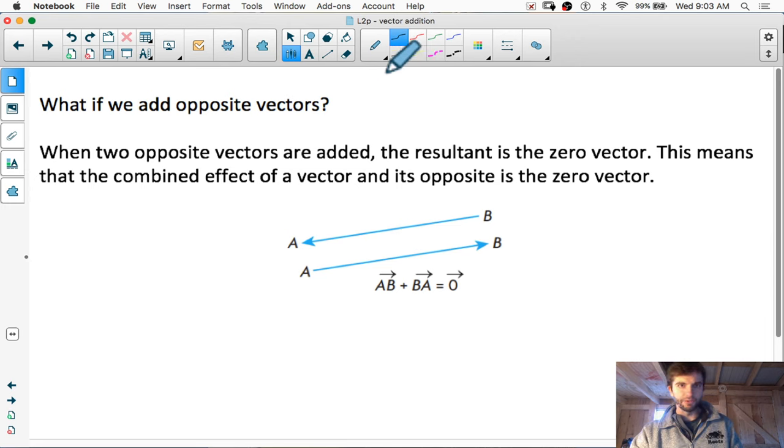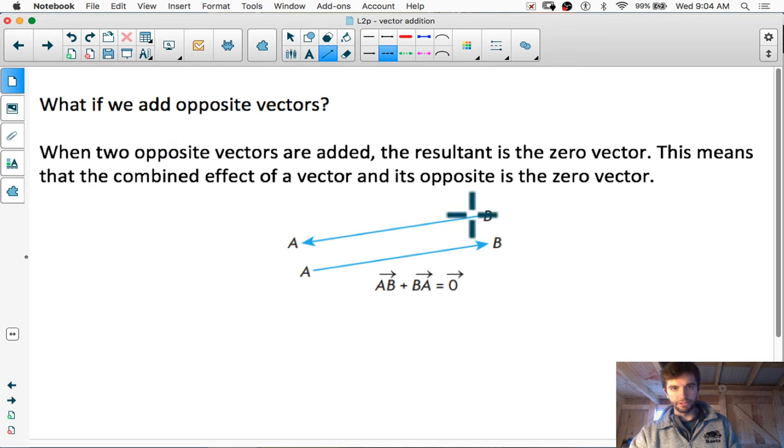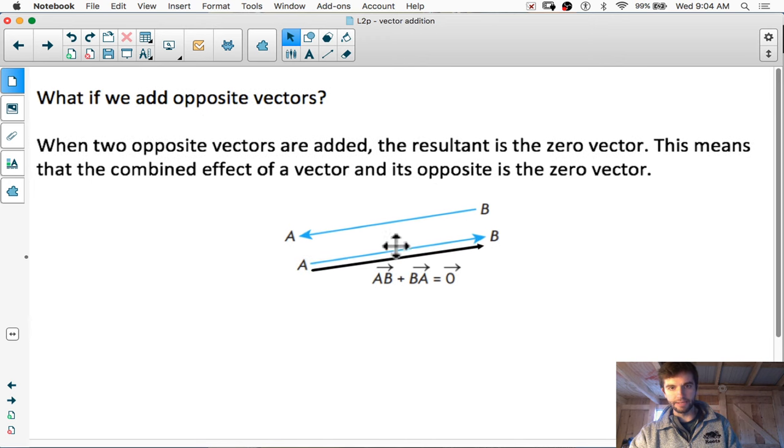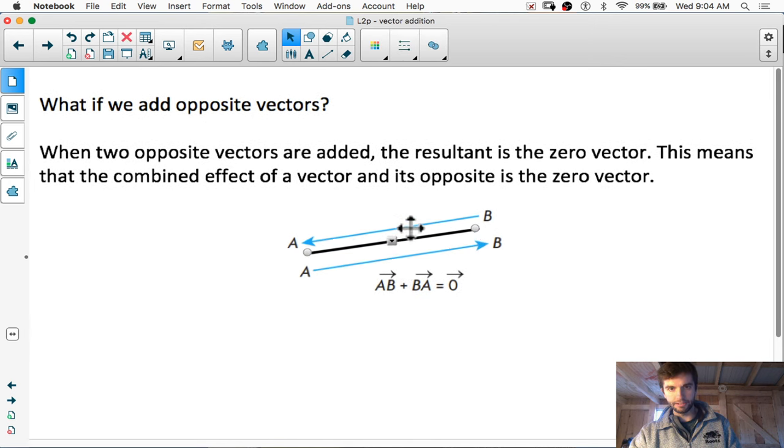And this is just a note here. What if we add opposite vectors? So if we have two complete opposite vectors, right? So I have vector BA and I have vector AB. If I were to take vector AB, which is represented by that vector right there, and place it tip to tail with BA, notice if I were to try and draw a vector from the tail of AB to the tip of BA, well, that's right here. It's just like a point. There's no vector that goes between them, so we call that the zero vector.